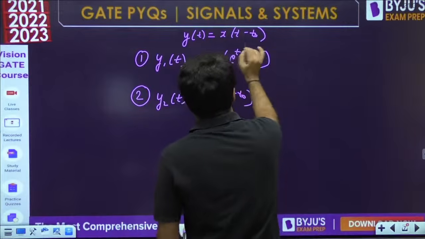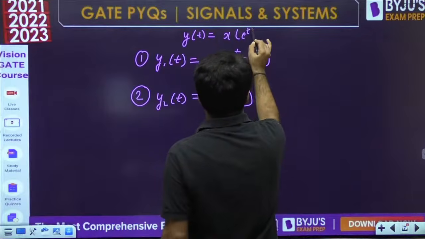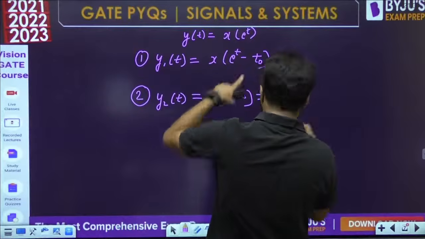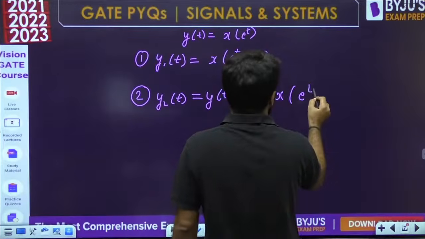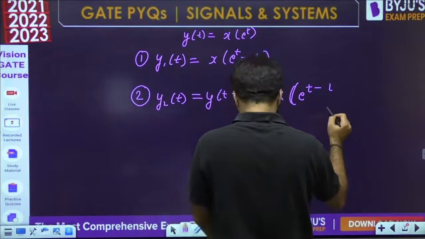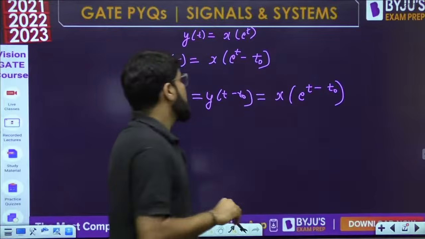Oh sorry, here I wanted to write y of t is equal to the given relation, x of e raised to the power t. So y of t minus t naught is x of e raised to the power, t replaced by t minus t naught. Now are these two the same?